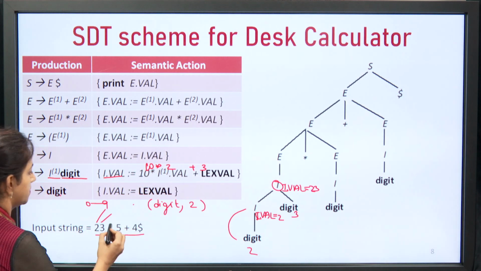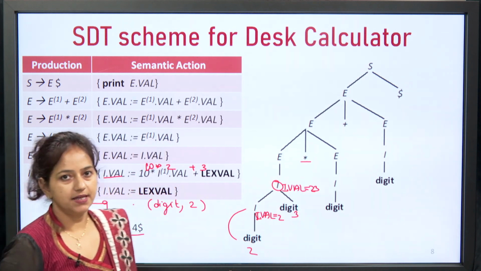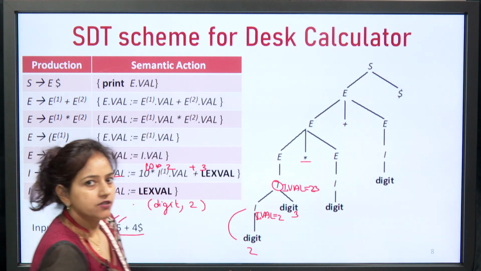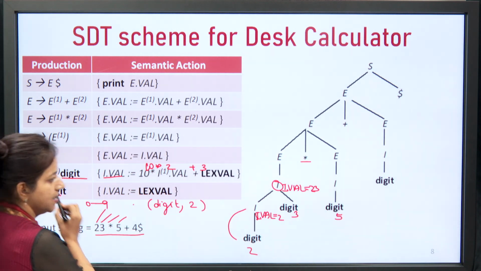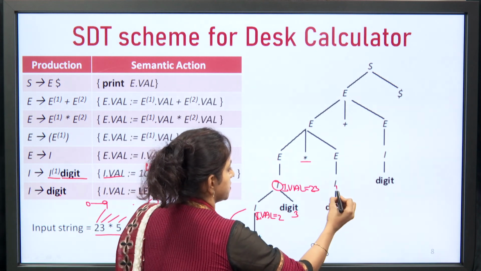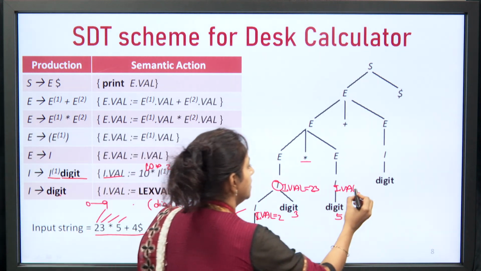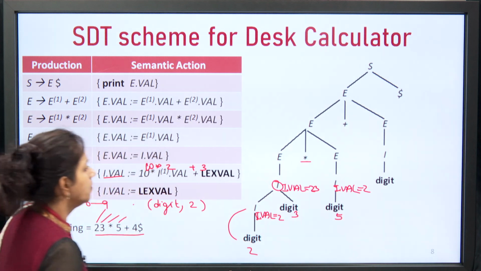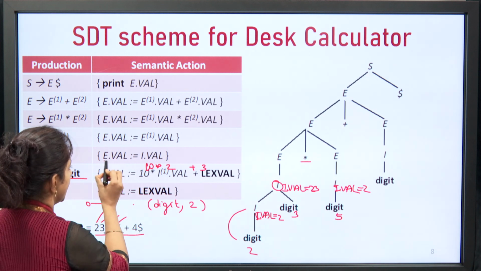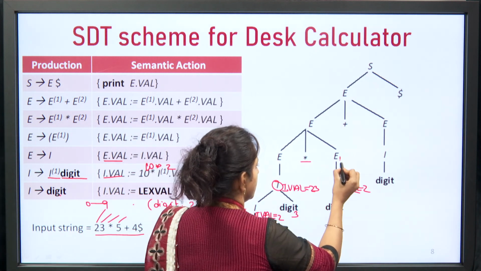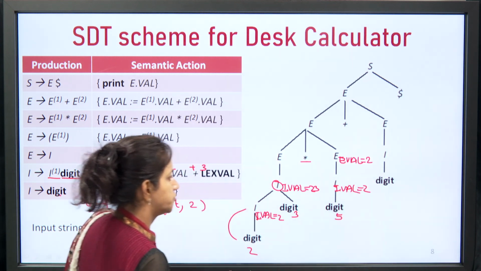Now, next is multiplication. Here we have multiplication, but no reduction will take place. Now, next we have 5. This is the digit 5 here. This 5 will be reduced using I to digit, so I dot val is equal to lex val, that is 5. Now, this I will be reduced to capital E using the production E to I. So, we will calculate E dot val, and here E dot val is equal to I dot val, that is 5.